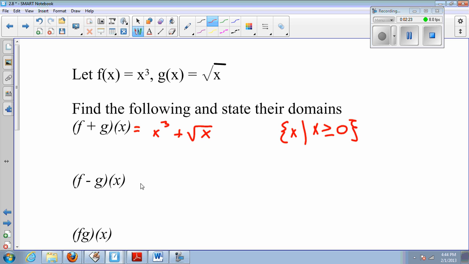f minus g of x goes to x cubed minus root x. We can't simplify this any further. Same domain as before.